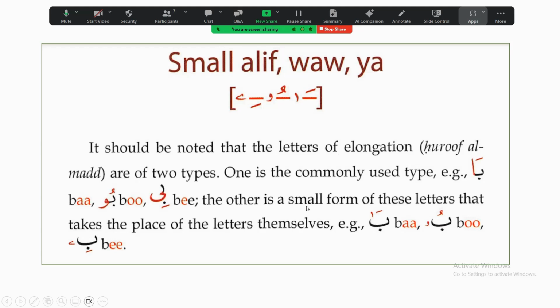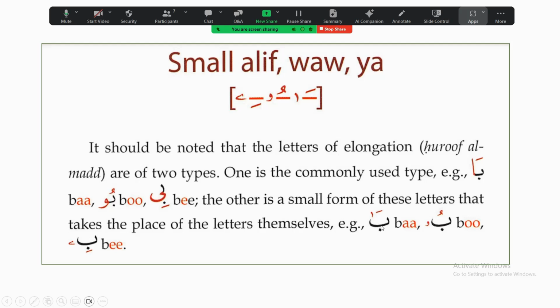The other type is a small form of these letters that takes the place of the letters themselves. For example, the second type we will do today looks like this. Earlier we did these in this way. We elongated the sound of alif, waw, and ya. Today again we will be doing the elongation, the mad, but it looks a little different when you see it written in the Quran. Sometimes the same kind of mads are written in a different way.